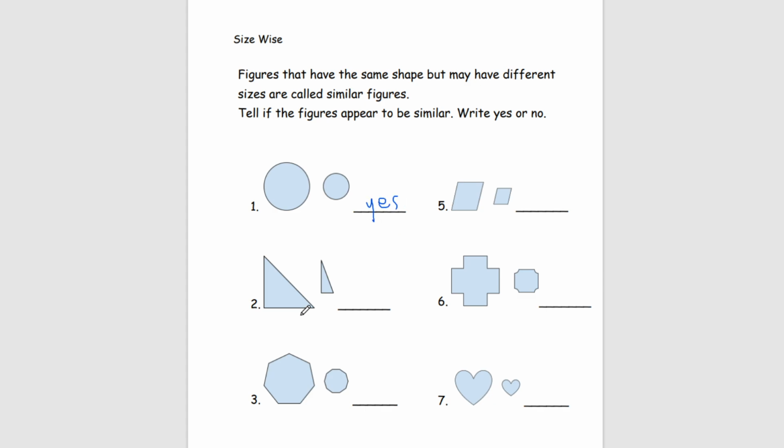For number 2, here we see we have a right triangle, and we also have a right triangle right here. However, this one is equal on each side, meaning that all these sides are equal, meaning it's an equilateral triangle too. Actually, no, this is not an equilateral triangle. Sorry, I should not say that. But we can easily see that for this second triangle, this side is longer than this side, meaning that these two are not similar. So we get no.